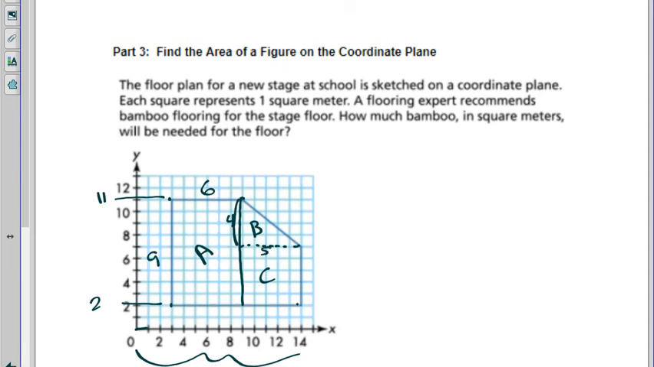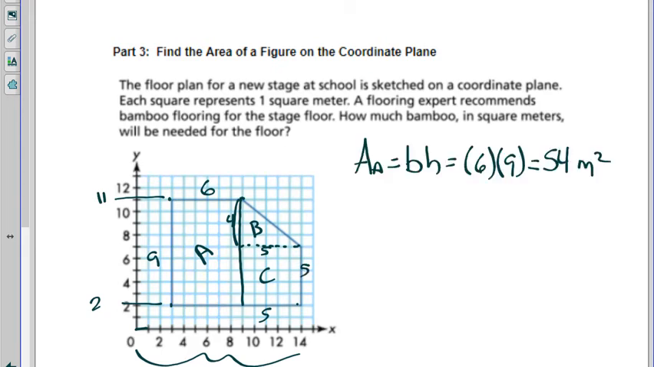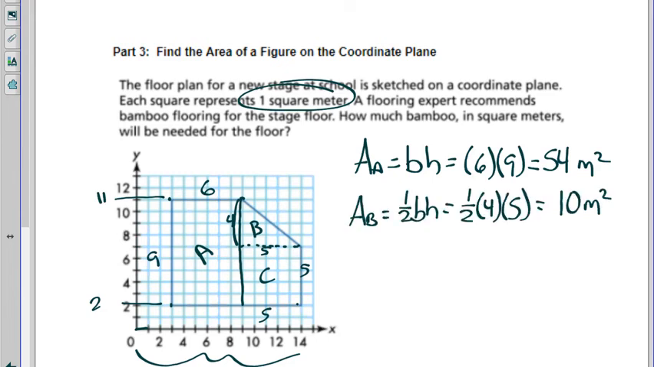And this looks like 5 for my triangle. And that's also 5 for rectangle C. And rectangle C, my goodness, it looks like a square because it's 5 that direction too. Okay, there it is for area of shape A. 6 times 9 is 54 meters squared. I know it's meters squared because they told me everything was in square meters. And there's my triangle. And there's my last square.